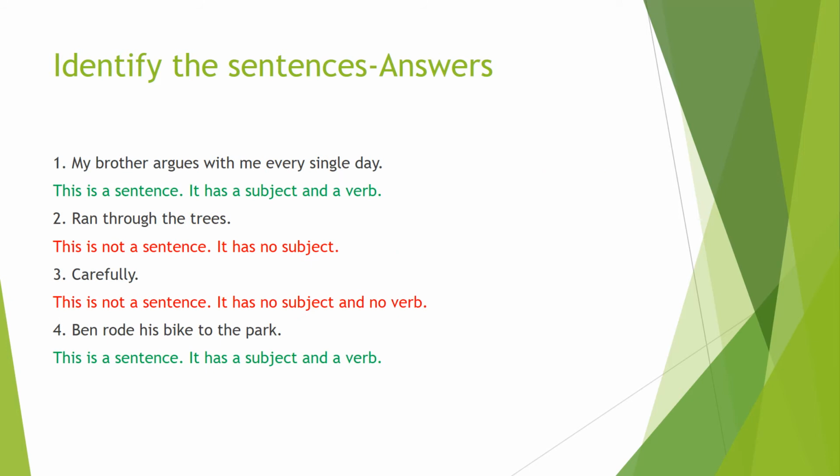Okay, so let's have a look at it. The first one, my brother argues with me every single day. This is a sentence. It has a subject and a verb. Second one, ran through the trees. This is not a sentence. It has no subject. Third one is carefully. This is not a sentence. It has no subject and no verb. And finally, Ben rode his bike to the park. We know that this one is a sentence because it has a subject and a verb.